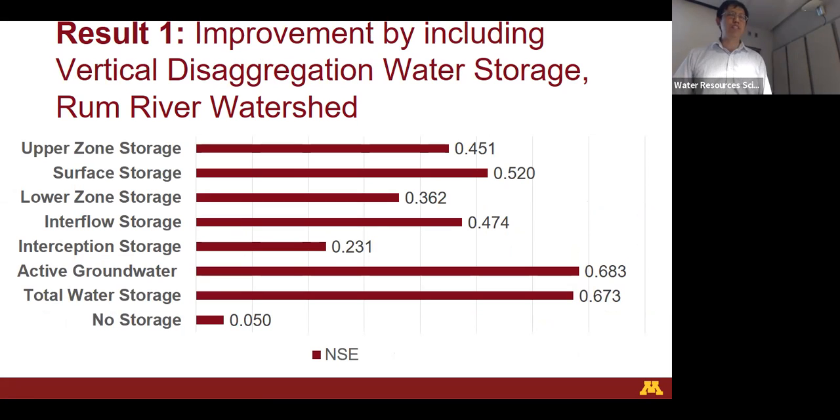And this one will be the result comparing not only including a total storage, but also including the different layers of the storage. We find that the accuracy has increased the most by including the active groundwater. And then the accuracy increased second most by including the surface and interflow storage. So it shows that by inputting the different layers of water storage, you can also improve the prediction of the total stream flow to different degrees.